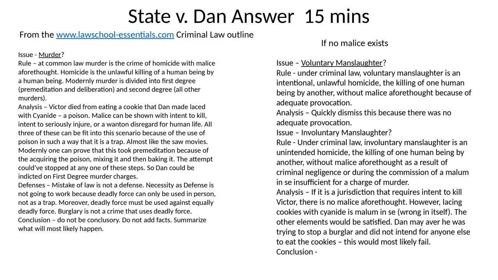Under criminal law, voluntary manslaughter is an intentional, unlawful homicide, the killing of one human being by another without malice aforethought because of adequate provocation. Well, was there intent? I would say quickly dismiss this because he did not intend to kill Victor. Then I go to involuntary manslaughter. It's unintended homicide. And you can say that he didn't intend to kill Victor, and even though you can say he intended to kill someone, well, someone didn't die. Victor died. Okay, so then you make your conclusion.